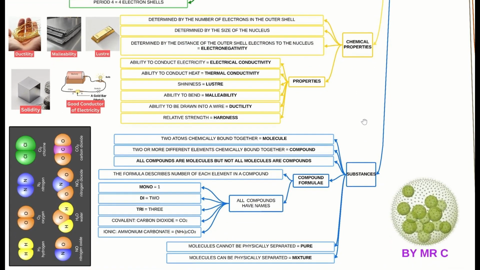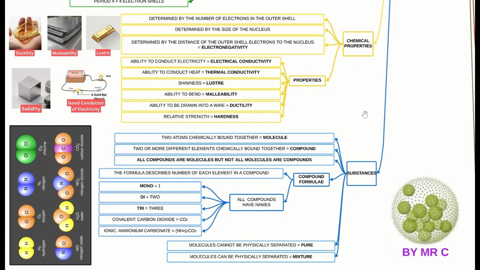Then we get down to the nature of the substances. Now, substances either come in an elemental form, which is just the element by itself, or a molecule, which is 2 atoms of the same element that are chemically bonded together. But then we can also have compounds, which are 2 or more different elements chemically bonded together. All compounds are molecules, but not all molecules are compounds.